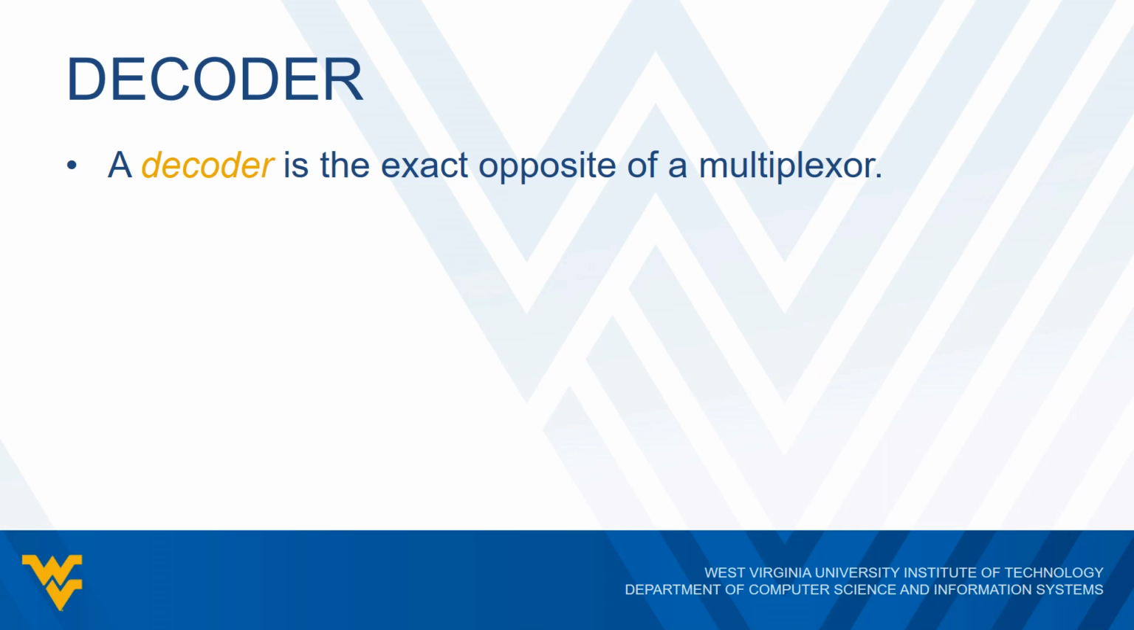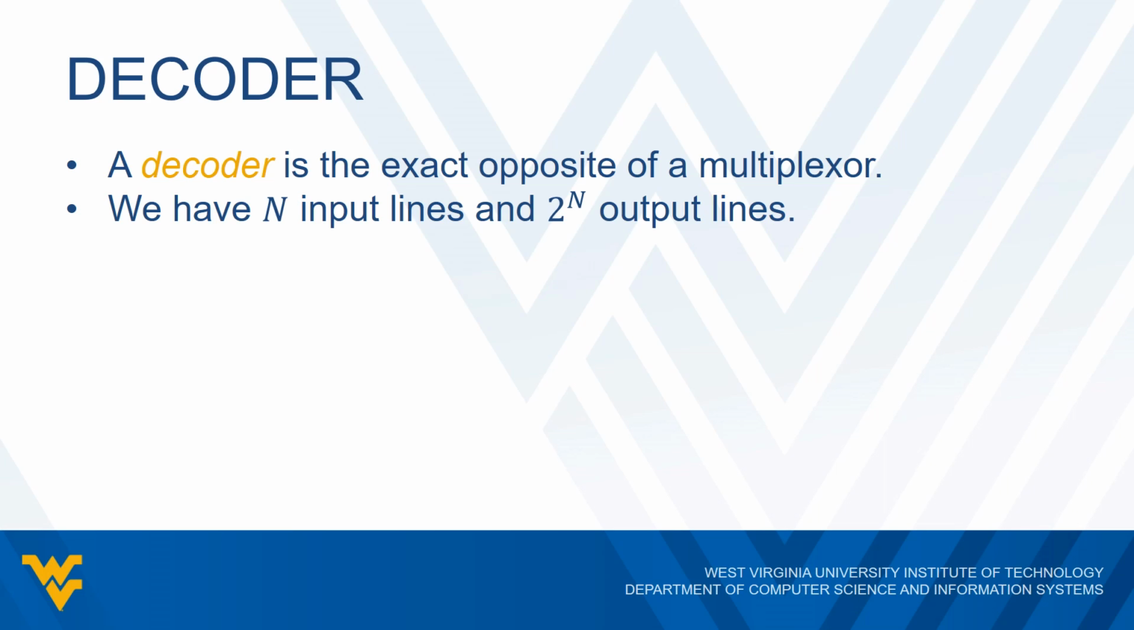So the idea with the decoder is that we have n input lines, and they're going to be numbered 0, 1, 2, all the way to n minus 1. And we're going to have 2 power n output lines, and they're going to be numbered 0, 1, 2, 3, all the way up to 2 power n minus 1.